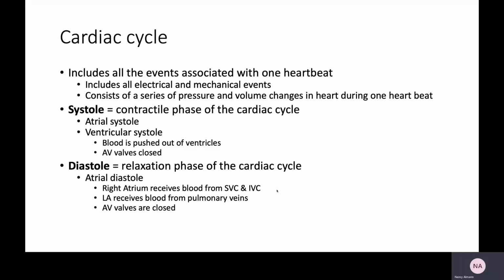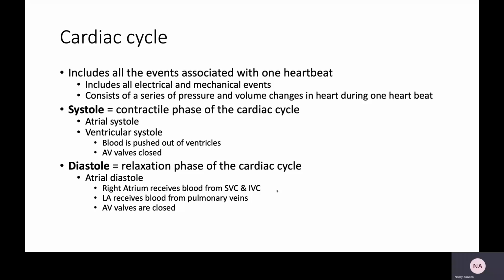Systole is the contractile phase of the cardiac cycle. There will be atrial systole and there will be ventricular systole. Most people, when they hear systole and diastole, mean the ventricular activity, but remember that the atria have to contract and relax also. When you have ventricular systole, blood is going to be moved out of the ventricles and the AV valves will close.